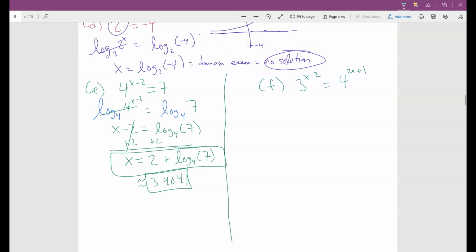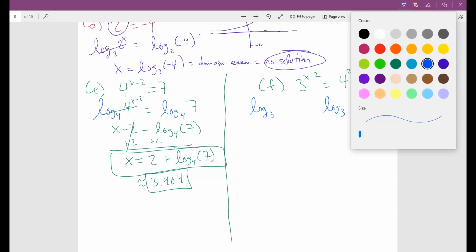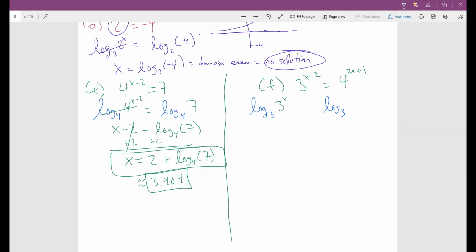Okay, now this one's a little bit more involved, so you have to be very careful. First, let's go ahead and try to get rid of one of them. Now we can't get rid of both of them, but we can get rid of one. So why don't I get rid of the 3 first, for no reason at all. I'm going to apply a log base 3 to both sides. So this guy is going to be 3 to the x minus 2, and the other guy is going to be 4 to the 2x plus 1.